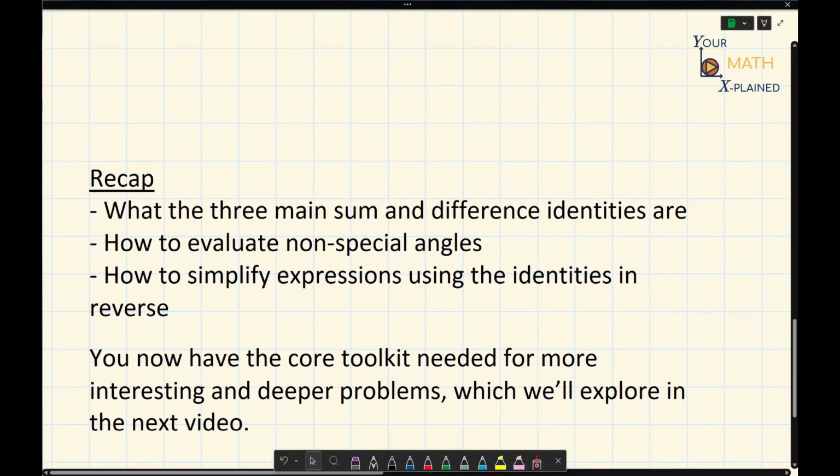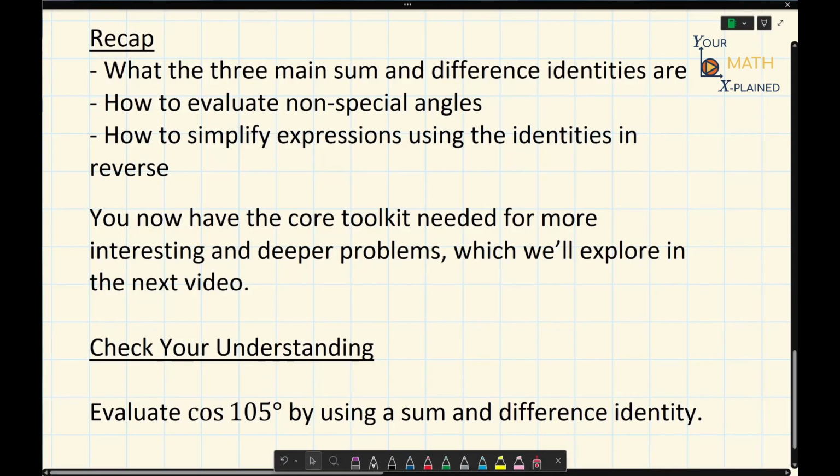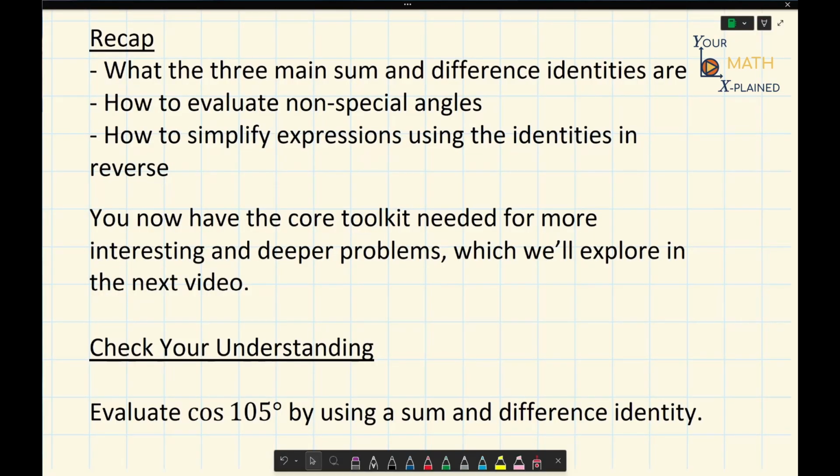And now let's go ahead and do a recap of everything that we covered in this video. We went over the 3 main sum and difference identities and what the plus minus or the minus plus sign in the identities actually mean. We learned how to evaluate non-special angles by breaking them up into special angles. And in our last example, we learned how to simplify expressions by using the identities in reverse. And now you have the core toolkit needed for more interesting and deeper problems, which we will start to explore in the next video.